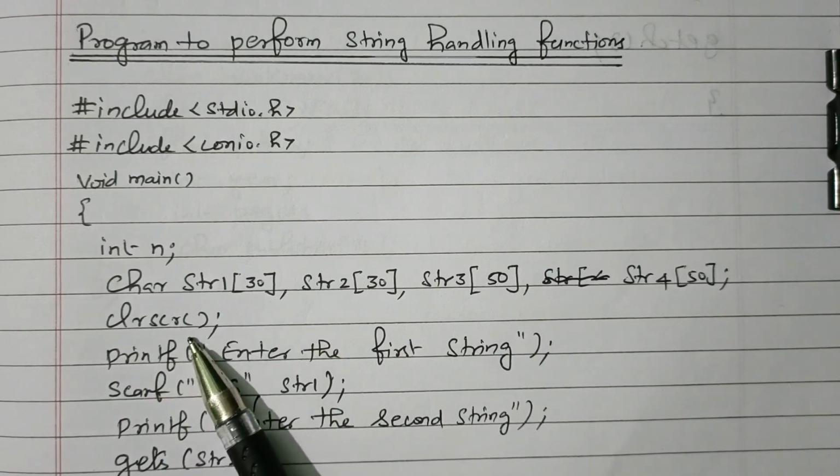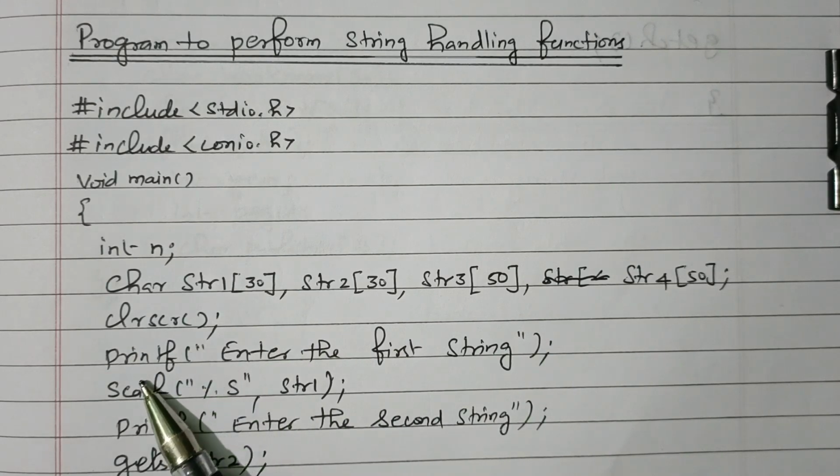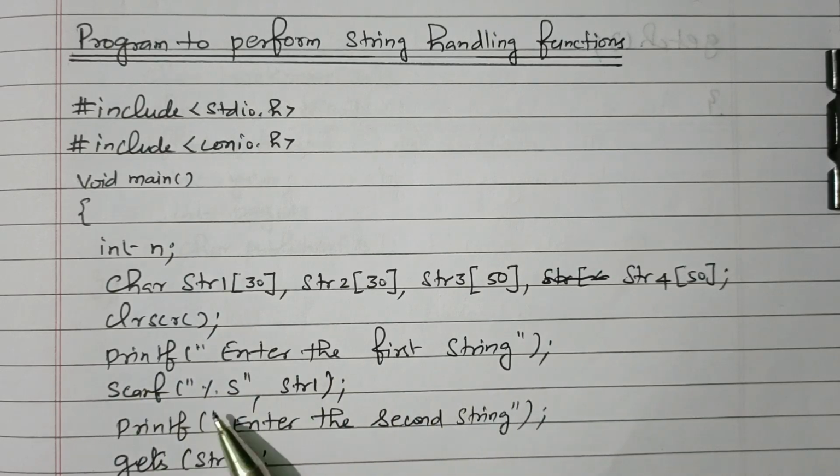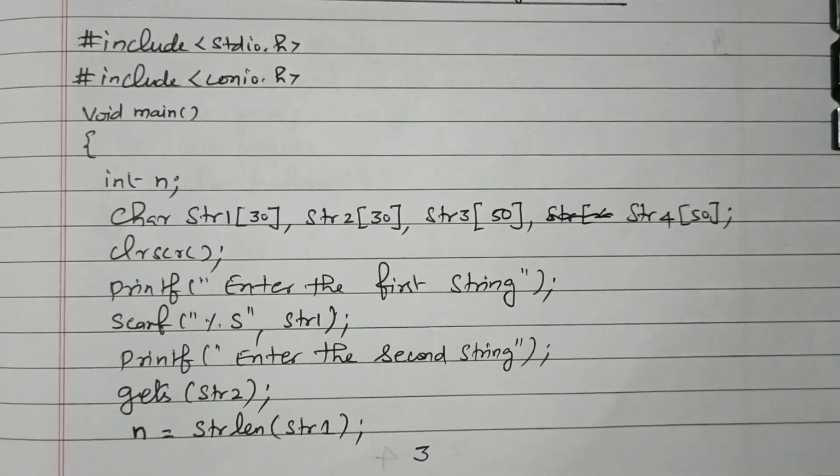Then clear screen. Then we ask the user to enter the first and second string. Printf, enter first string. Scanf percentage s, str1. The string the user entered is stored in str1. Then we'll go to the second string.